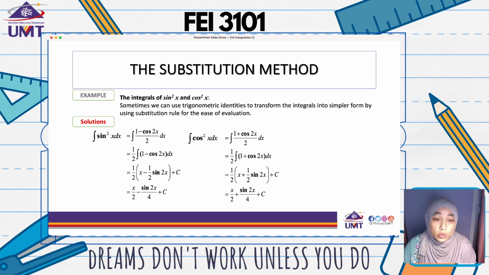Similar to cos squared x dx, just substitute it: cos squared x is equal to 1 plus cos 2x over 2. This is also equal to half of 1 plus cos 2x. So integrate the 1 plus cos 2x, and you'll get x plus half sine 2x plus c. And this is the final answer.